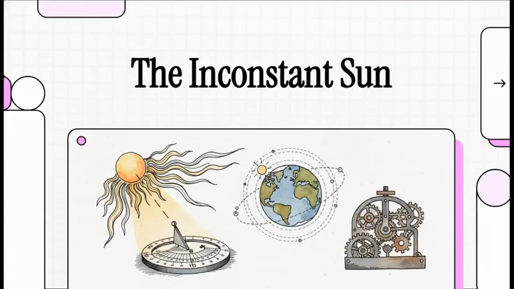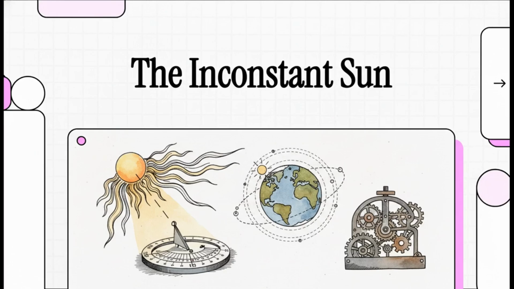It's a common assumption that the most fundamental way to measure time is by simply observing the sun. After all, what could be more natural? The sun rises, it reaches its highest point, it sets. It seems like the perfect clock. Well, the reality is far more complex. The sun, as it turns out, is a surprisingly inconstant timekeeper.